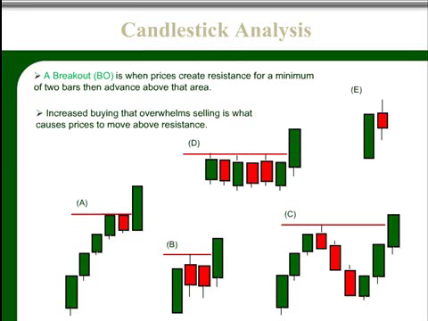Pattern E formed 2 bars that are contained within a range. The highs of these bars are not equal. That's okay. Prices are contained within a range. Mark off the highest tail in the consolidation as resistance. When prices advance above resistance, a breakout has occurred.